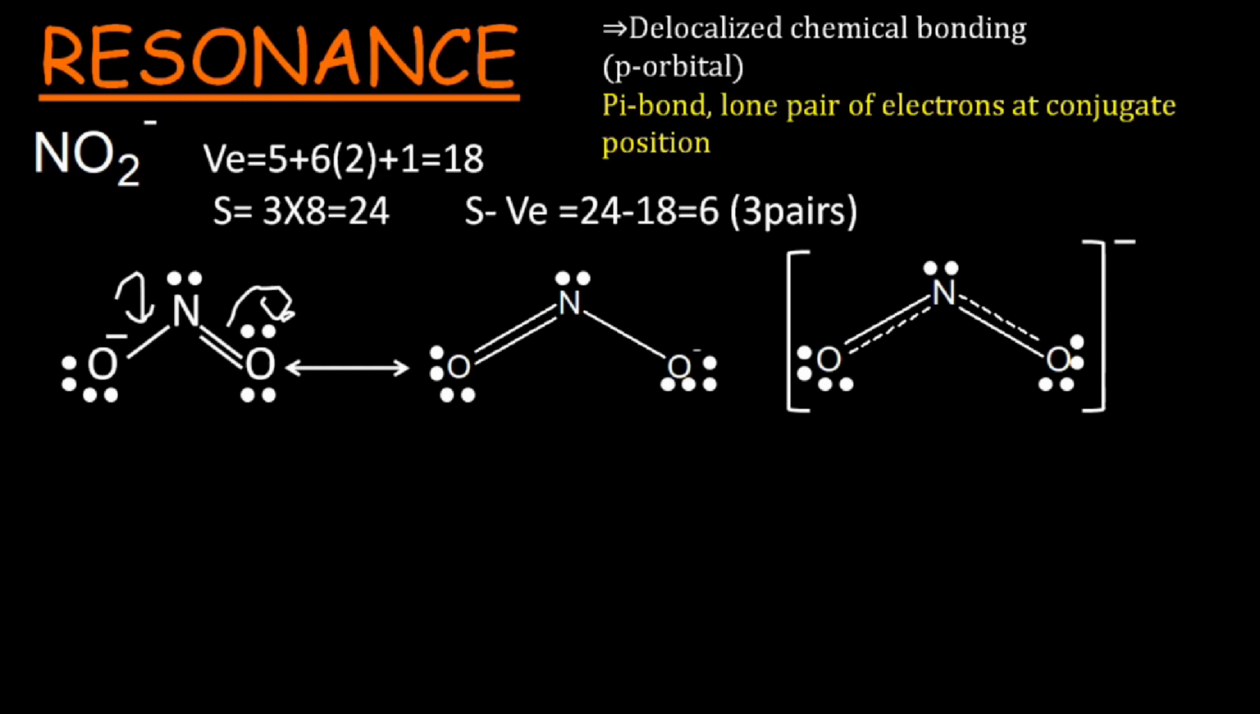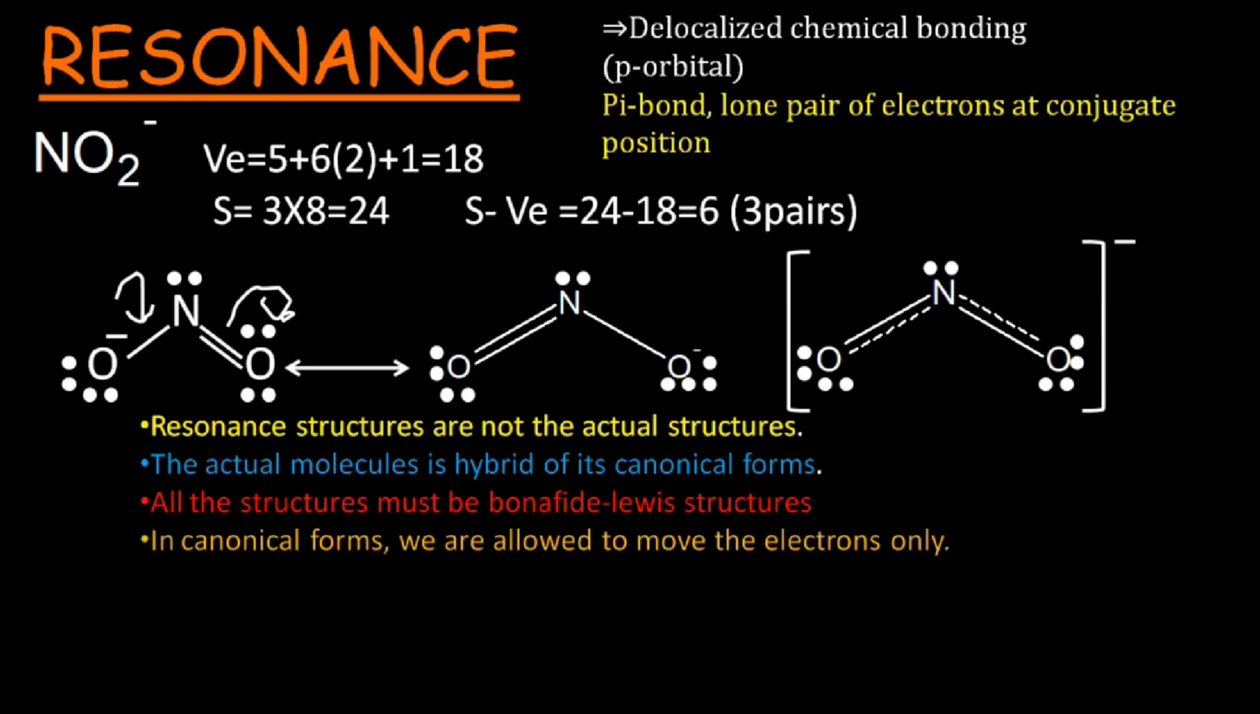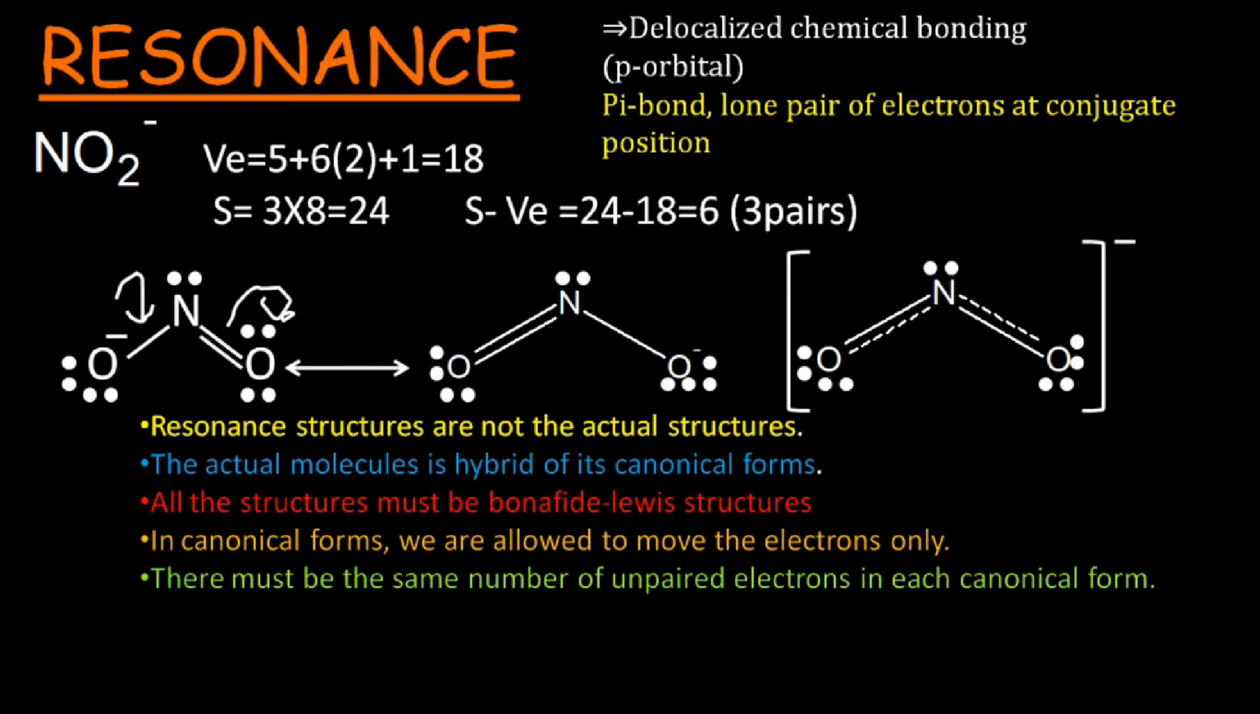For resonance, there are certain rules, which we can conclude from the example of nitrite ion. The canonical forms are not the actual structures, and the actual structure is a hybrid of its canonical forms. All the structures must be bonafide Lewis structures. All the bonds must be justified. In canonical forms, we are allowed to move the electrons only. There must be the same number of unpaired electrons in each canonical form.